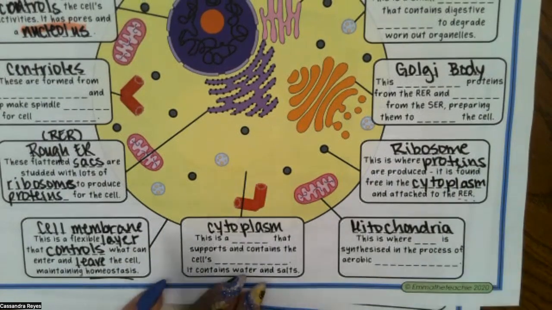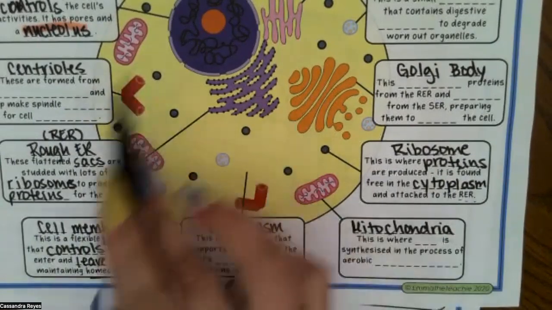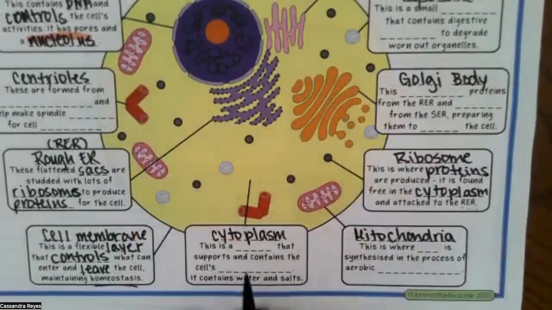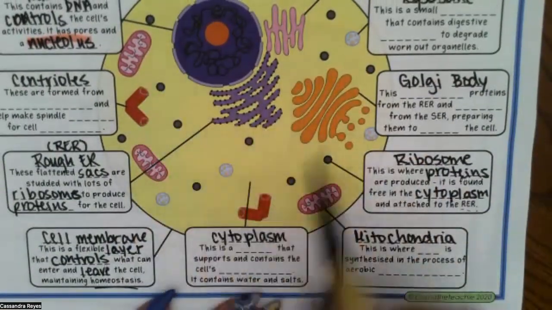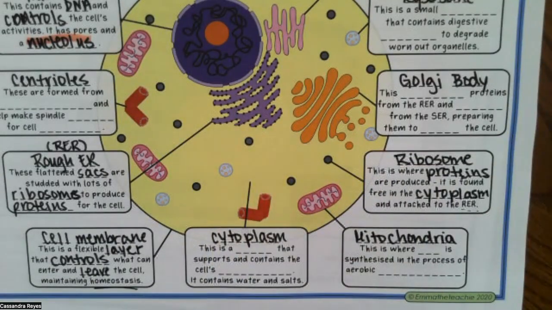Remember how I said RER? RER, look, rough ER. Some of them are going to be free floating around in this cytoplasm stuff. We'll come to this one next. It's going to be floating around here, but some of them are also attached to our rough ER over here. But again, they're super important because they help us to build proteins.